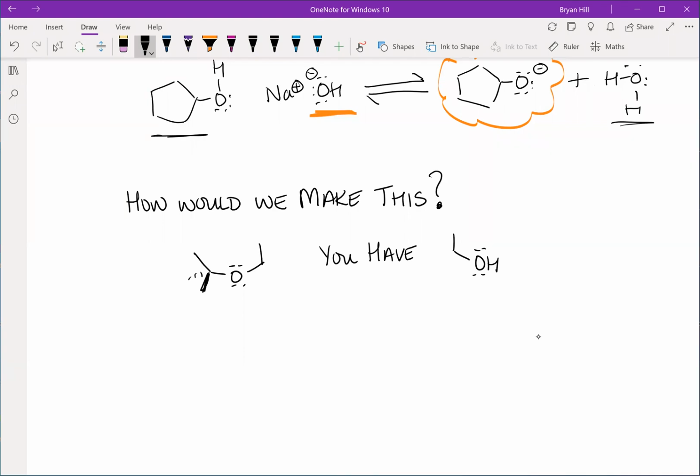The Williamson synthesis isn't going to work because if we're breaking this bond here, you can't have that tertiary group, as it is going to be eliminated too quickly. So we can't use that. The good news is that there's a reaction that we've done at the start of this term, which can be applied to ether synthesis. So we already know how it works.